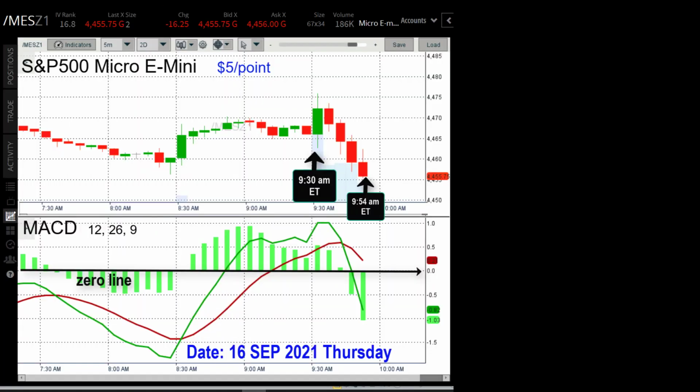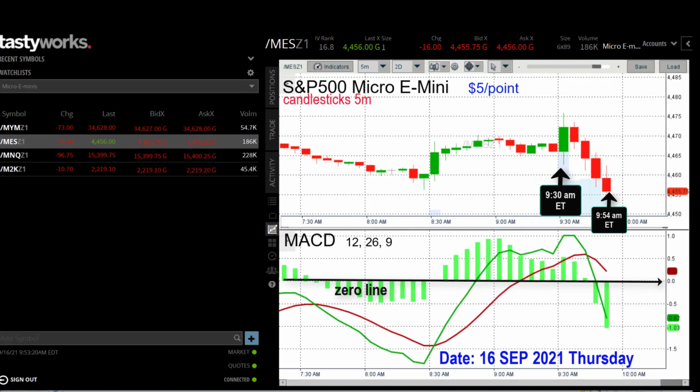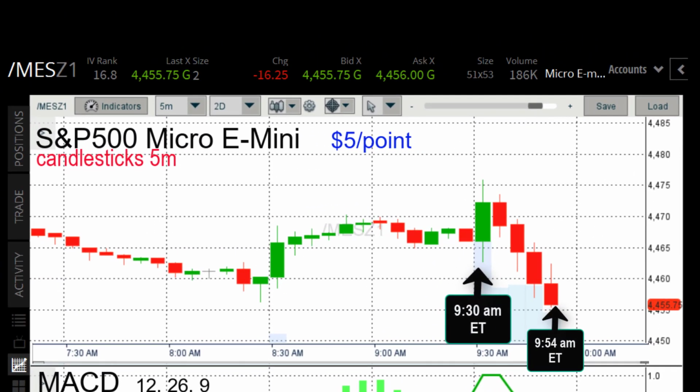For my featured trade today, I'm going to be selling 2 contracts of the S&P Micro Emini. At 9:30, the market goes up for 5 minutes, then turns directly down. This is the 16th of September, 2021. And at 9:54, I decide to enter a trade.